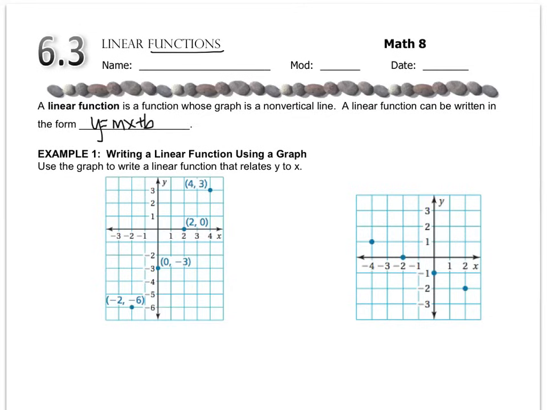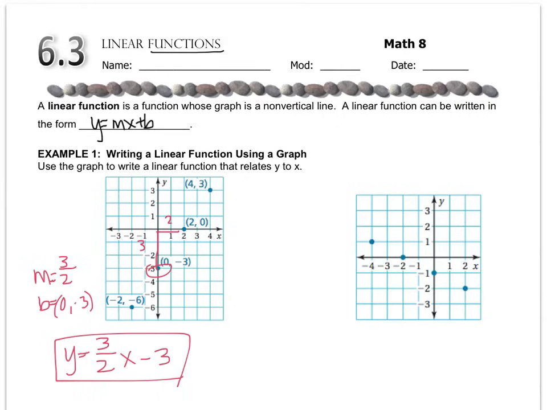So the directions here in example 1 say use the graph to write a linear function that relates y to x. All that means is write an equation in slope-intercept form. So in order to do that, we need the slope and we need the intercept. Well, the slope is up 3, right 2, so that's a slope of 3/2, and the intercept is right here at 0, -3. So the formula is y equals 3/2 x minus 3.